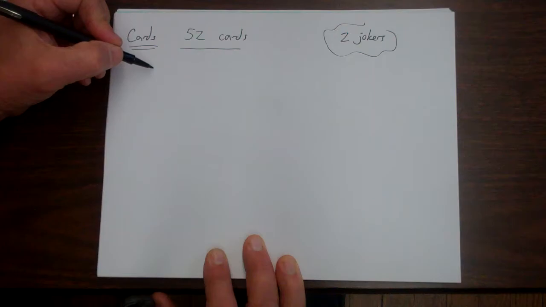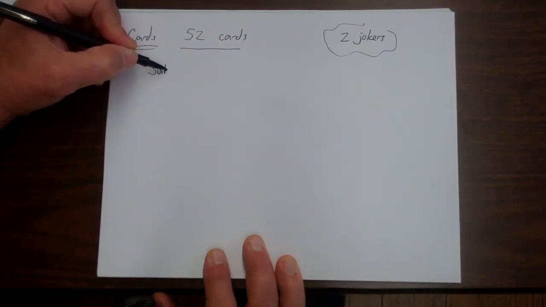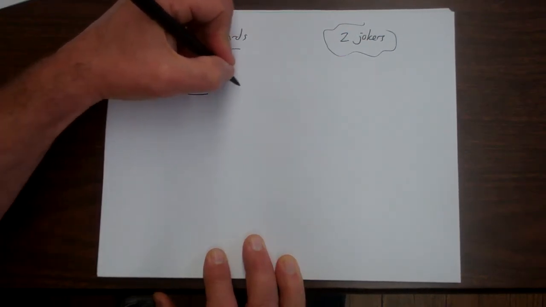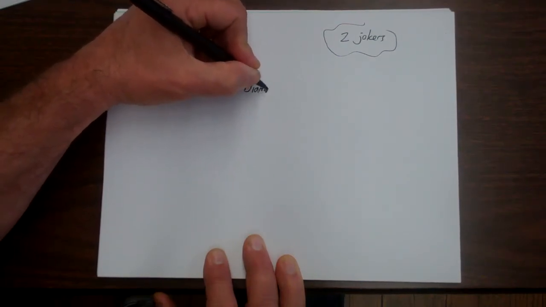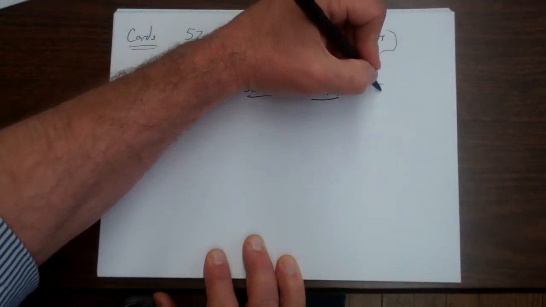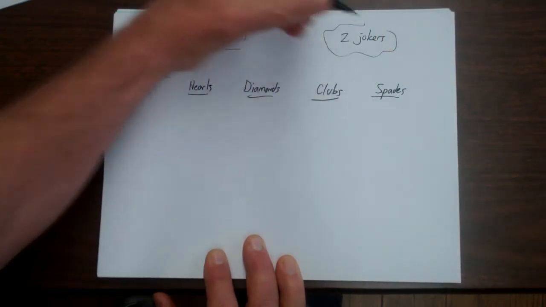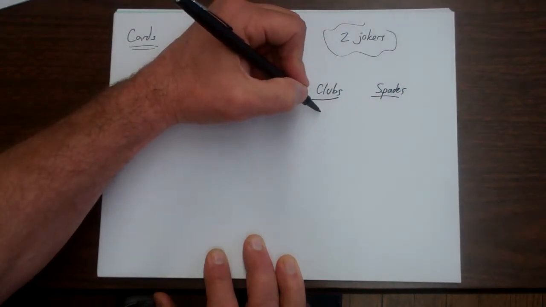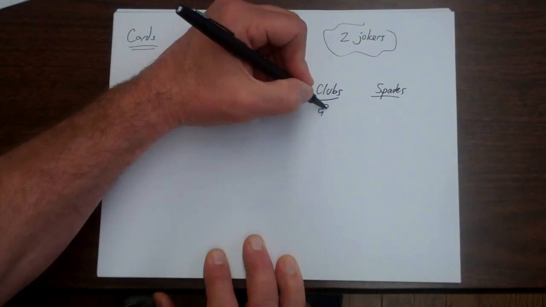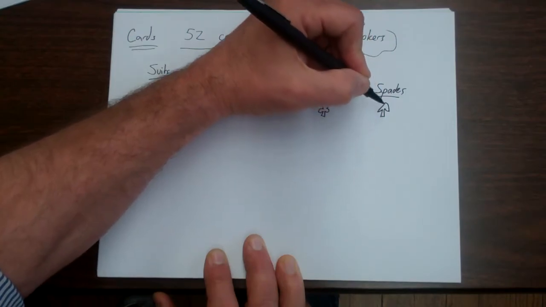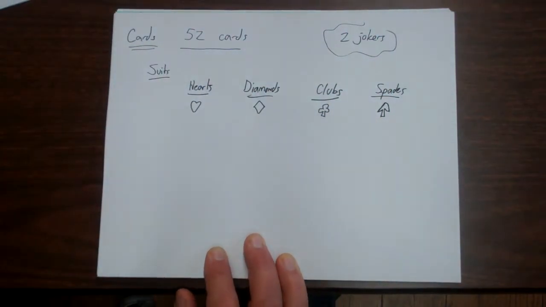And what you have is you have what are called suits and ranks. And if you think about suits, there's 4 different suits. You have hearts, you have diamonds, you have clubs, and you have spades. And I'll just draw them, or at least I'll try to draw them. This is how I draw a heart, a diamond, a club, and a spade. Spade is just a shovel. All right?